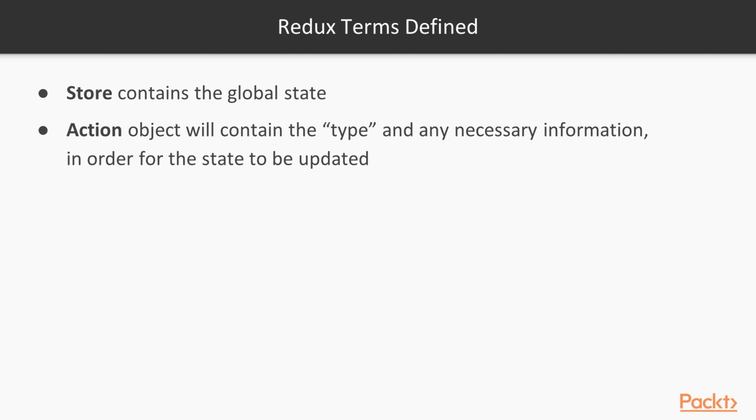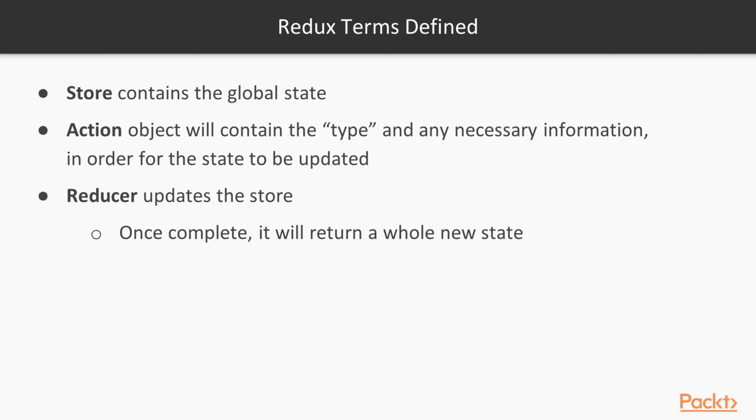You can think of actions as describing that something has happened in your application. When the action is dispatched, the Redux store will call a reducer. A reducer is a pure function that takes the current state and the action and performs an update on the state. And once that's complete, the reducer will return a whole new state.